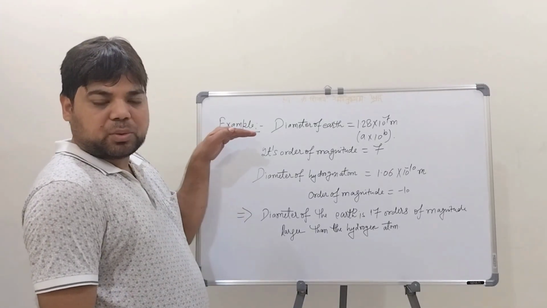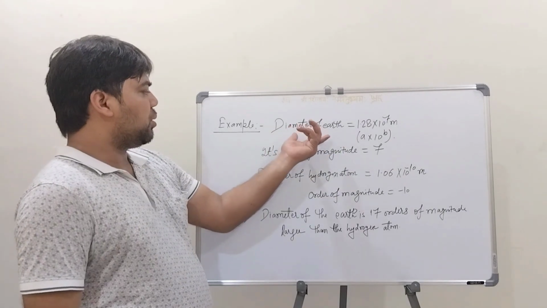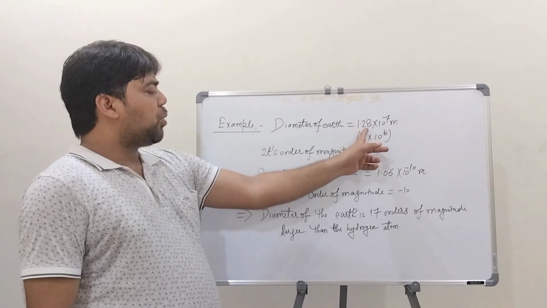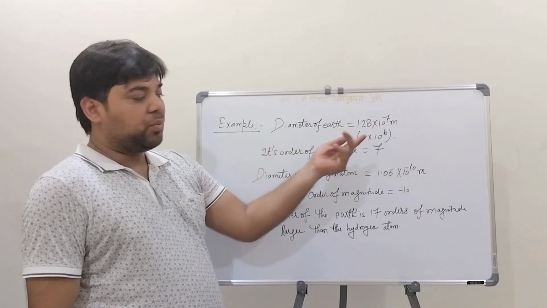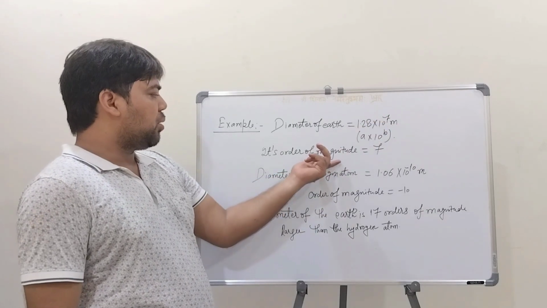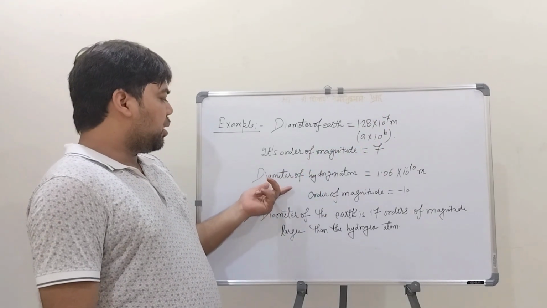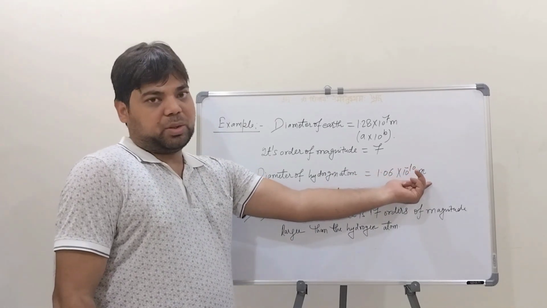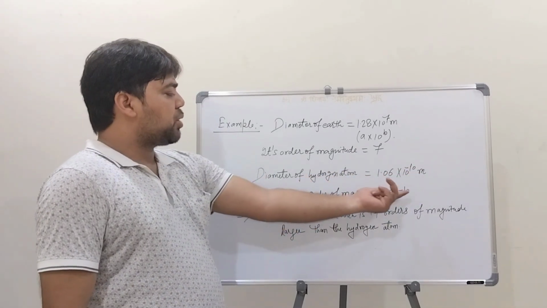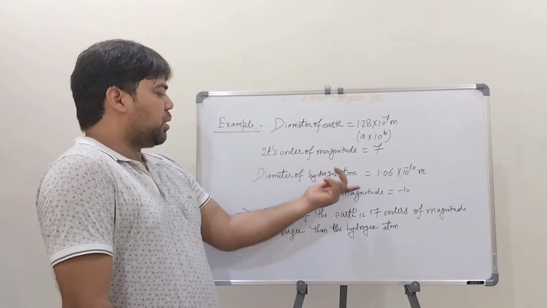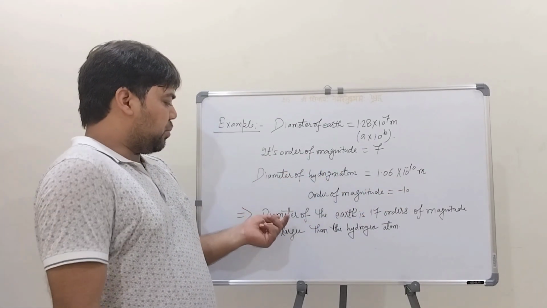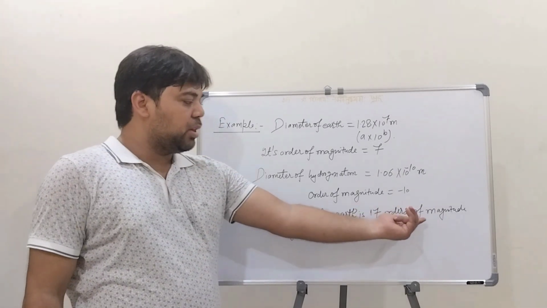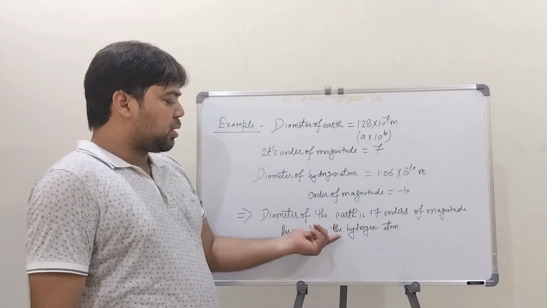Let us take a simple example to understand scientific notation. The diameter of Earth is written in scientific notation as 1.28 × 10 to the power 7 meter, where 10 to the power 7 is the order of magnitude. Similarly, the diameter of a hydrogen atom can be written as 1.06 × 10 to the power minus 10 meter. Here minus 10 is the order of magnitude of the diameter of the hydrogen atom. Now what does it imply? It implies that the diameter of the Earth is 17 orders of magnitude larger than the hydrogen atom.